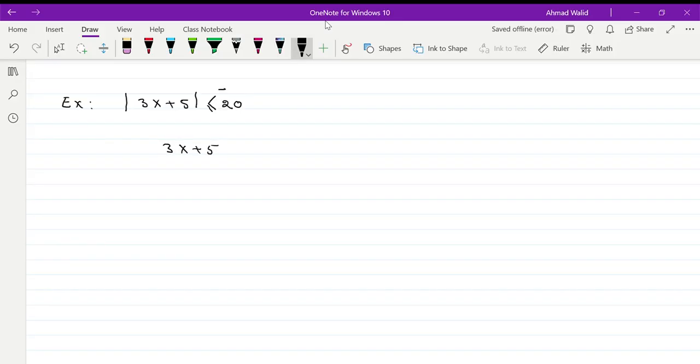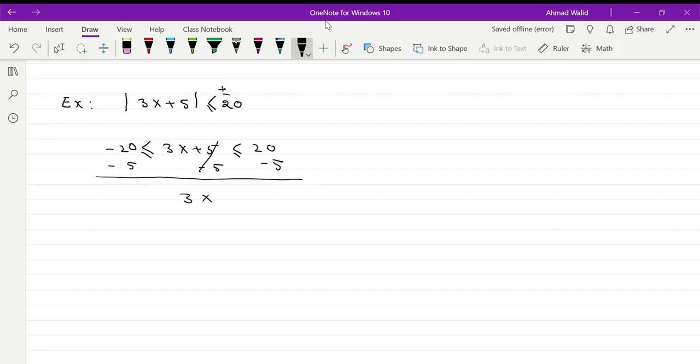Here you have plus minus sign. Copy the symbol of absolute value on the two sides of this expression like this. Now here positive 20, here negative 20. Subtract 5 from all sides. Like this. These two cancel out.